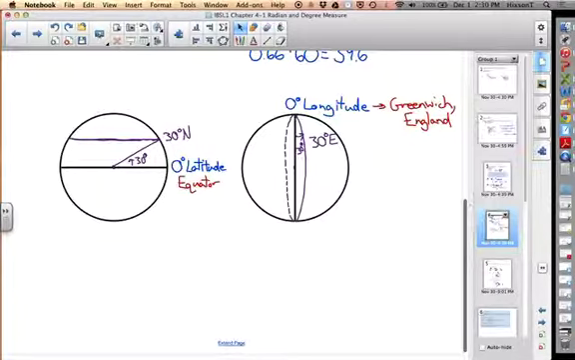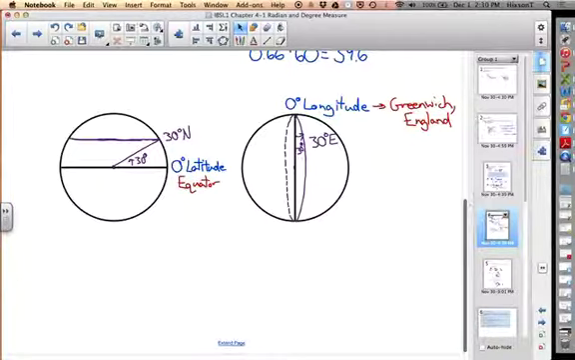They're a little trickier to work with because as you go north or south, those circles get smaller in circumference, okay? But they're measured actually from the center of the earth as an angle up or down from your equator. So if I measured 30 degrees up from the equator, that's 30 degrees north latitude, okay?